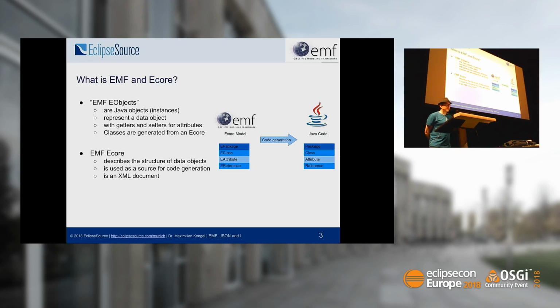So I will always talk about EObjects. Those are the instances that the server has in memory. Those are instances that are basically Java objects. They represent a data object that you would like to serialize. When they have been generated with EMF, the classes of those EObjects have been generated with EMF. They have getters and setters for the attributes. And the classes are based on an EMF Ecore. The generation of those classes has been done based on an EMF Ecore, which describes the structure of those data objects.